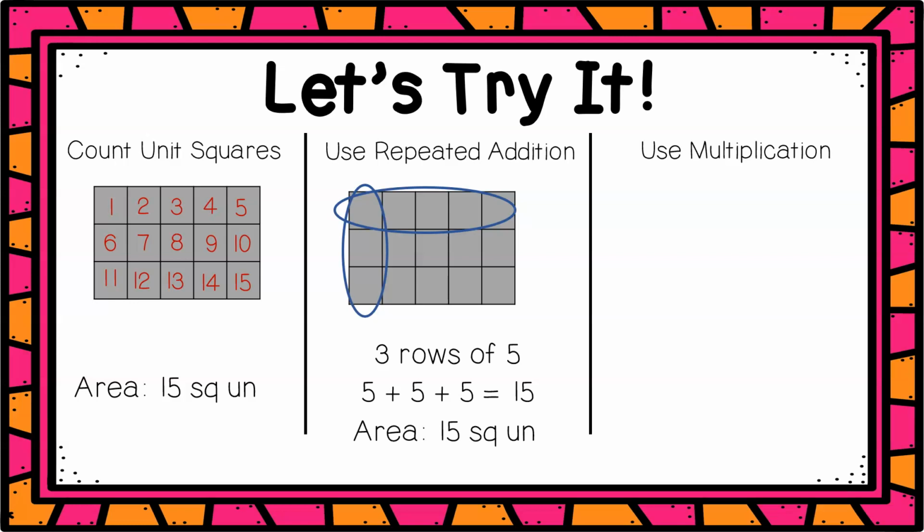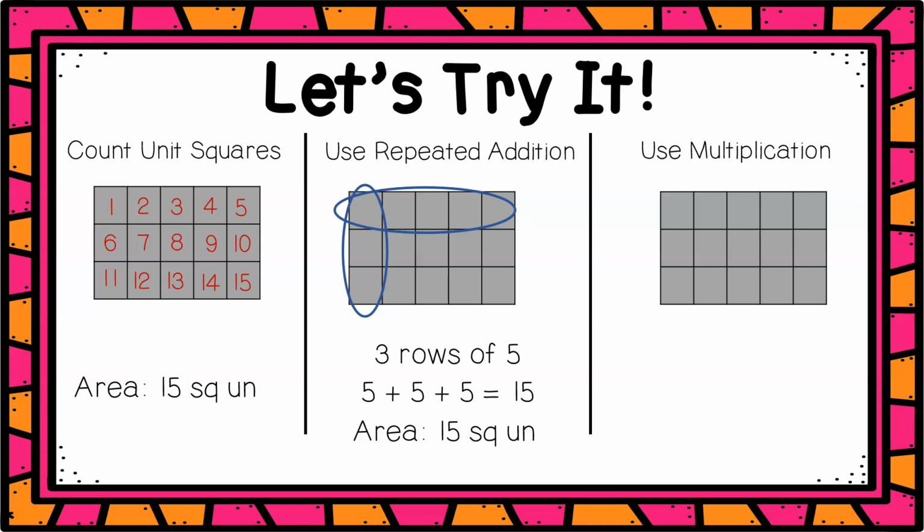And finally, we will practice using multiplication. Remember, we find out how many rows down and multiply that number by the number in each row. So we see that there are 3 down and 5 across. Now we can set up 3 times 5, and we know that 3 times 5 is 15. So again, we see that the area is 15 square units.